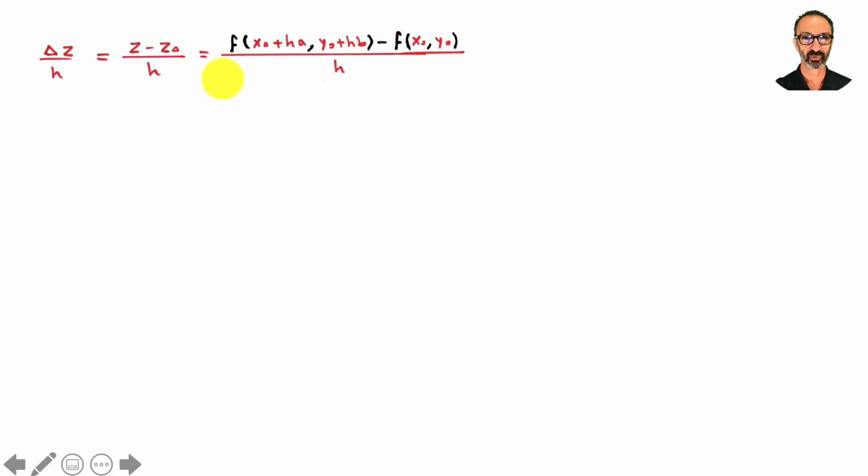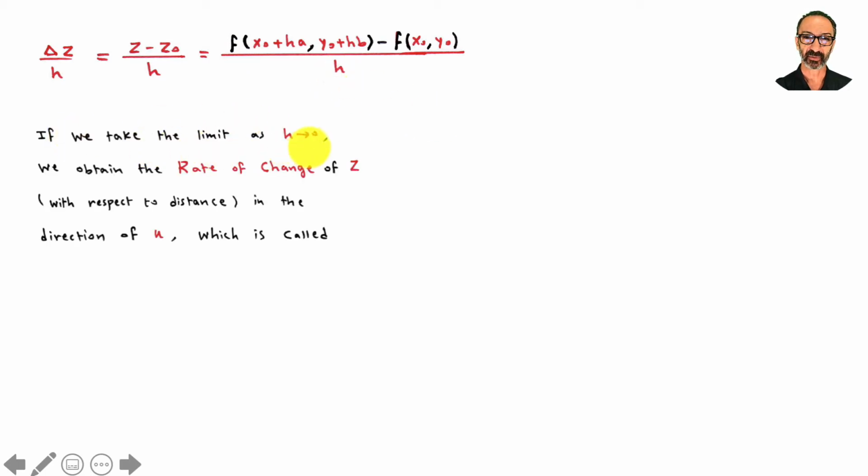We notice that we have two components, x component and y component. X changes and y. This is kind of like x2 and this is x1. This is your new location, and the y's will be the same thing. That's your y1, and that's like your y2, as when we started earlier in calculus 1 talking about x1 and x2 and delta x. If we take the limit as h approaches 0, we obtain the rate of change of z with respect to the distance in the direction of u, which is called the directional derivative of f in the direction of u.